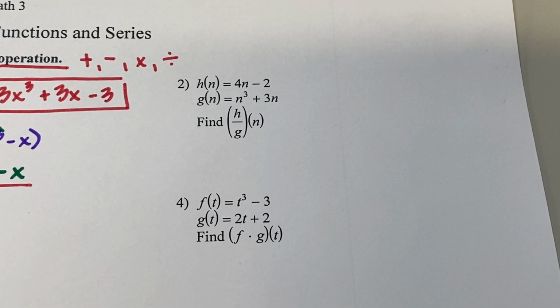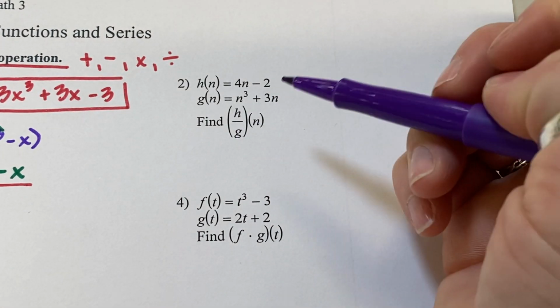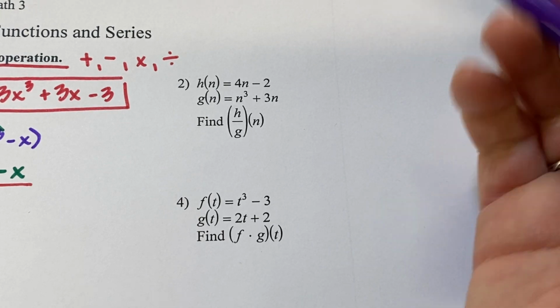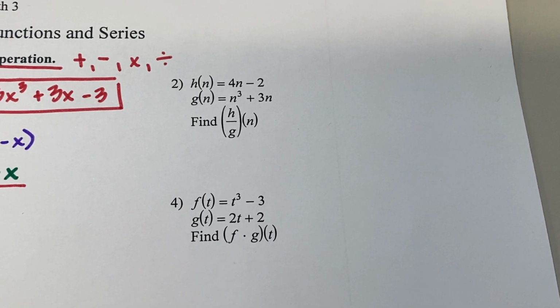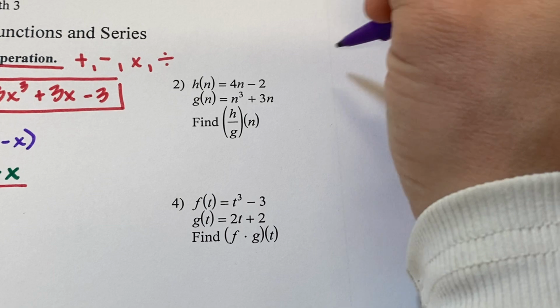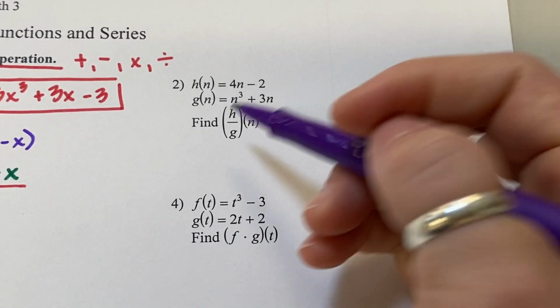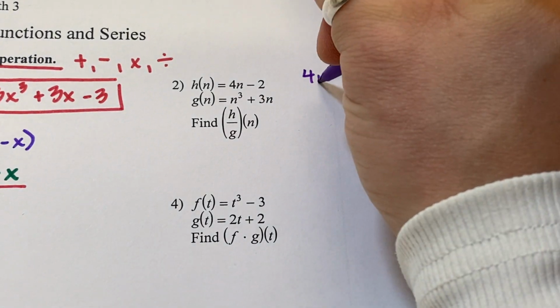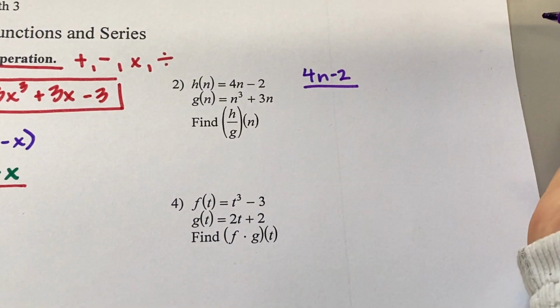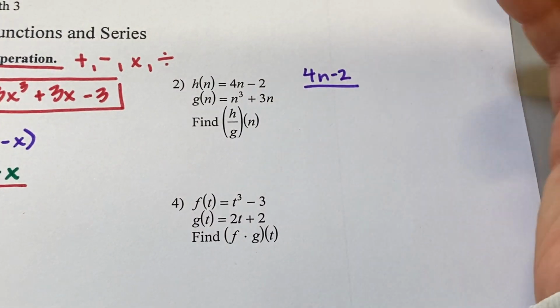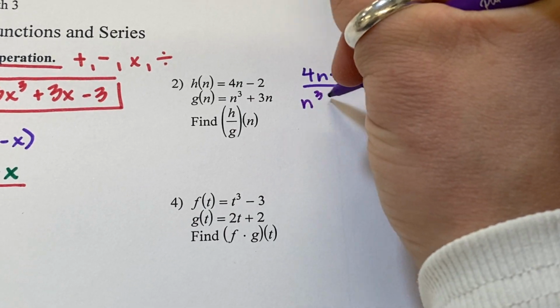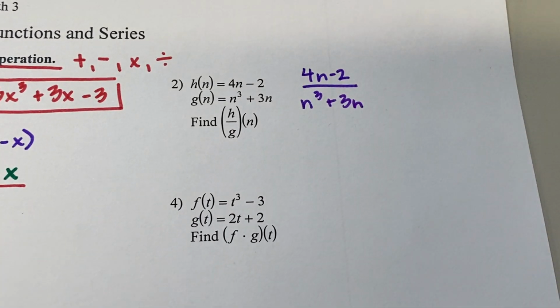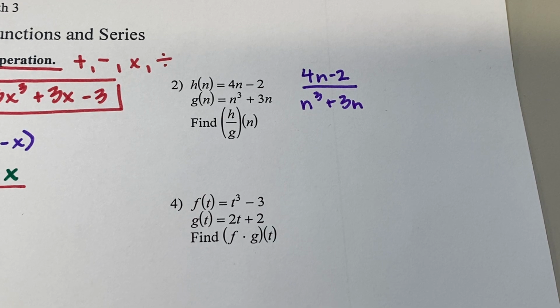Alrighty, same thing for number 2. We are given two functions, and it's telling us what to do with these functions. This time we see this little fraction here, which means we are going to divide these functions. I don't really need the parentheses here, but I'm going to take my h, that's my numerator, on top. So I have 4n minus 2 divided by my g of n on bottom, n cubed plus 3n.